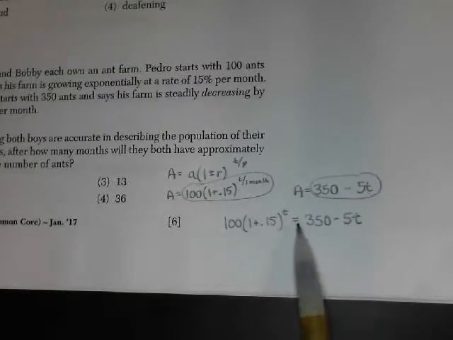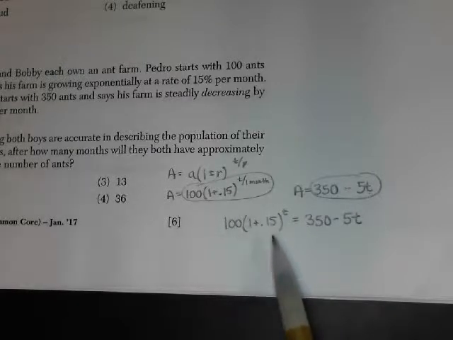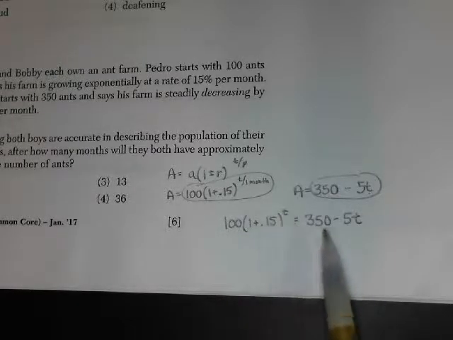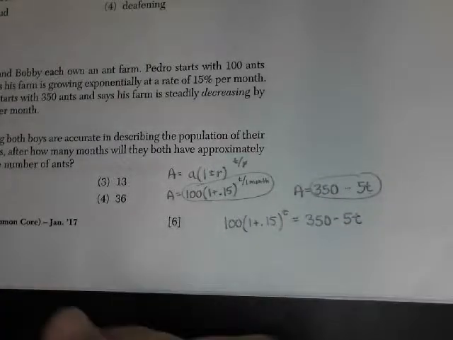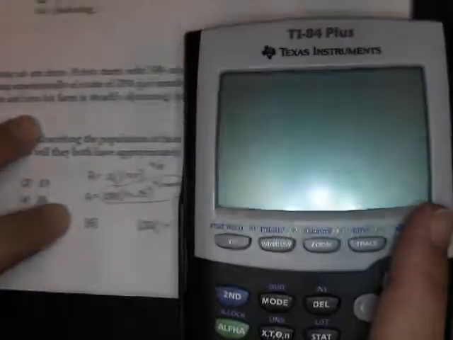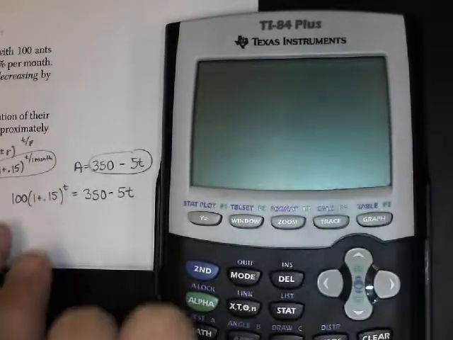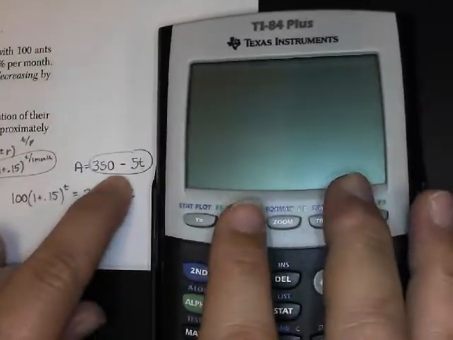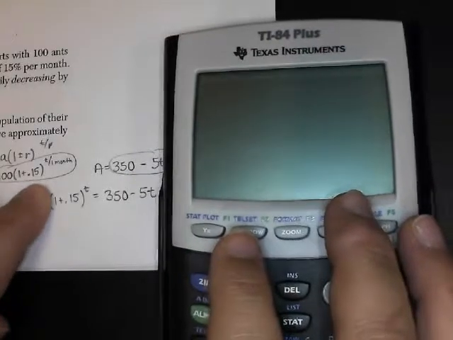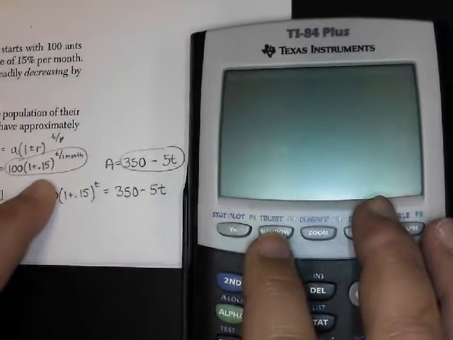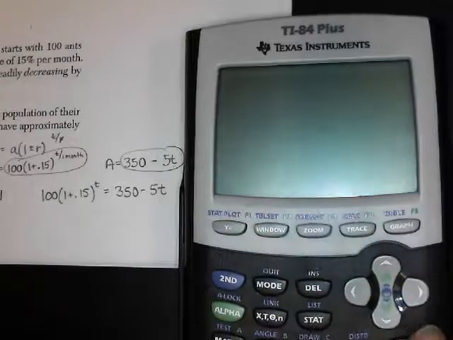We've got a t in the exponent, which normally we can handle. To get it out, we would divide both sides by 100 and log both sides, but then we've got a t wrapped up in the other side. So the only way we can really do this is graphically. So I would go to my calculator, type in this exponential function as one equation and this linear function as the other, and just find the point of intersection.